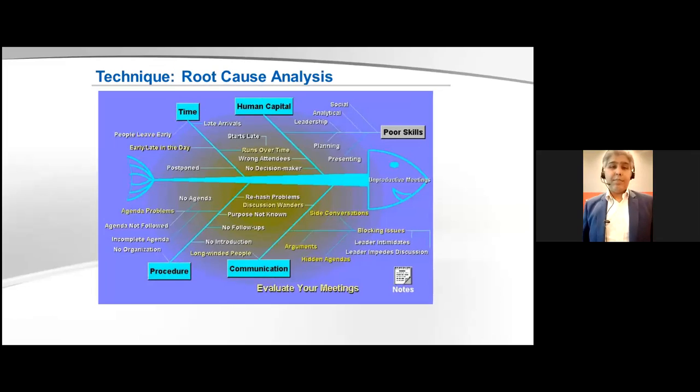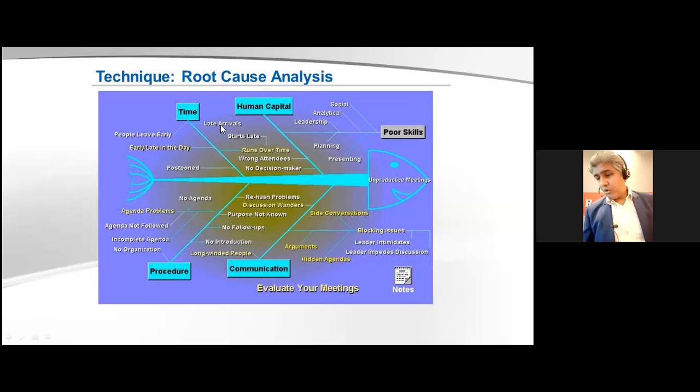So this is an example. The problem is unproductive meetings. That's not your own organization's problem. That's a problem of every organization that exists in this world. Unproductive meetings. 80% of meetings, they say, are unproductive. So what could be the root cause? Now one organization just decided to identify it.